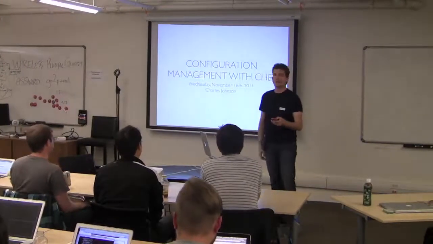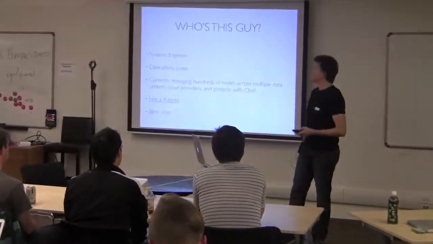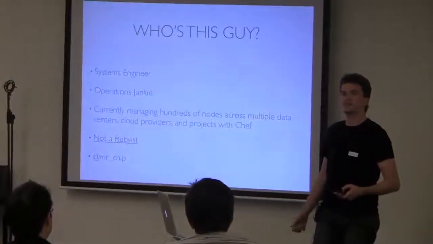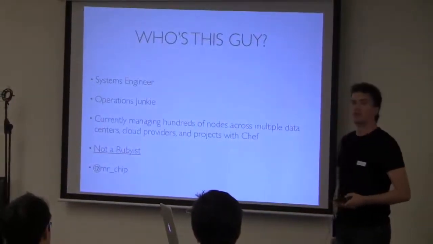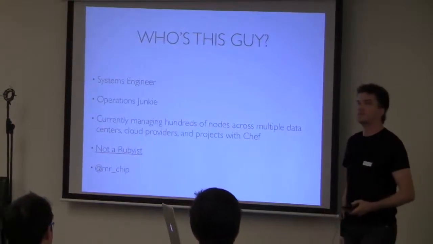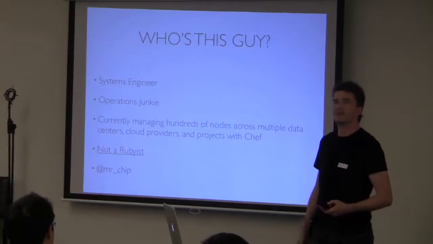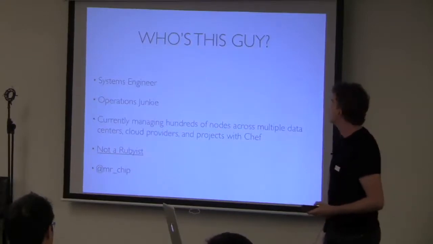All right. Well, thanks for coming out. So first, a little bit about myself. My name is Charles. I am a systems engineer. I am a total operations junkie. I live for this stuff. I've been doing it since I was 16 years old, and I can't get enough. I'll probably be doing it the rest of my life.